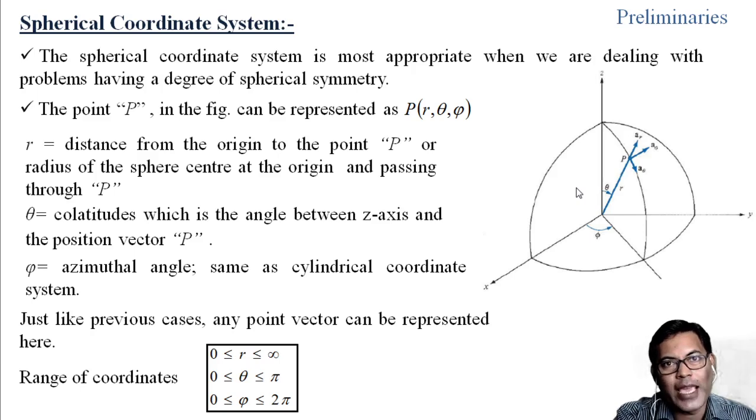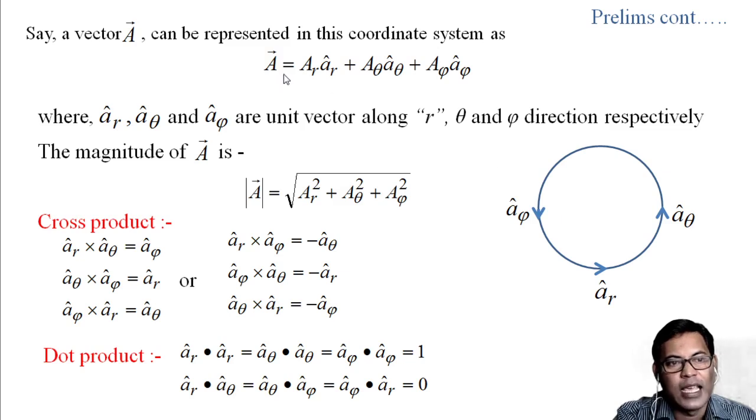Now, just like we have seen the representation of a vector in Cartesian coordinate system and cylindrical coordinate system, here also we can represent any vector in this spherical coordinate system using the same generalized equation. Here you can consider any vector A, which can be represented as A_r a_r plus A_theta a_theta plus A_phi a_phi. Here again, capital A_r, capital A_theta, capital A_phi are the components of vector A along the axes r, theta and phi, and small a_r, small a_theta, small a_phi are the unit vectors along r, theta and phi directions respectively.